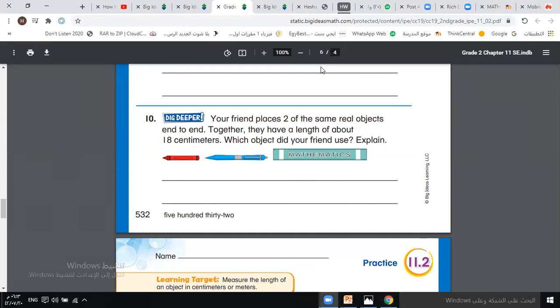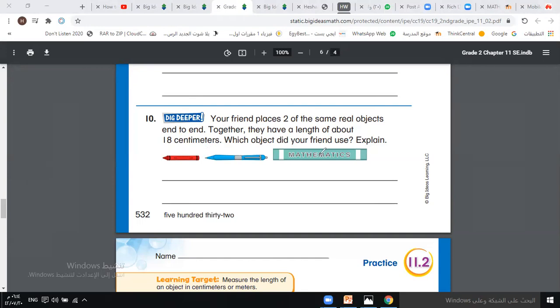Let's find who can answer the question. I'll choose now Muhammad Salim. Hello, Muhammad, how are you? Thank you. How are you, Mister? I'm fine, thank you, Muhammad. Muhammad, which two objects are about 18 centimeters? Two crayons or two pencils or two math books? Hmm. It's crayons, not math books. It's not math books because it's very long.